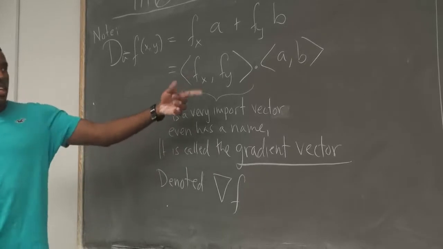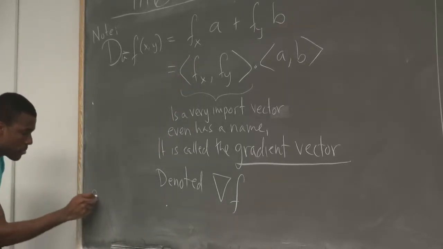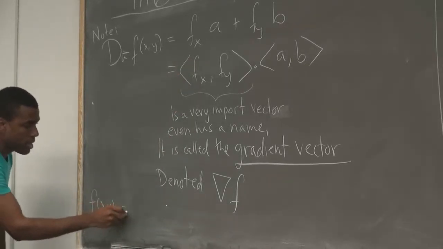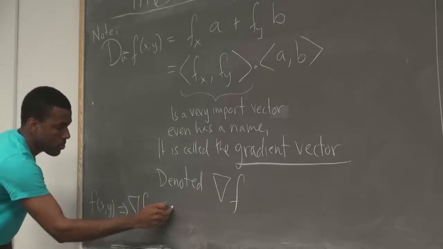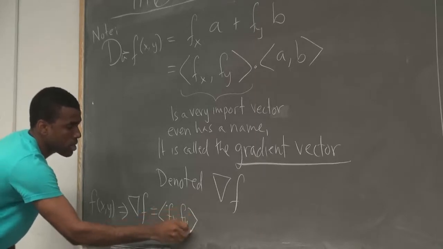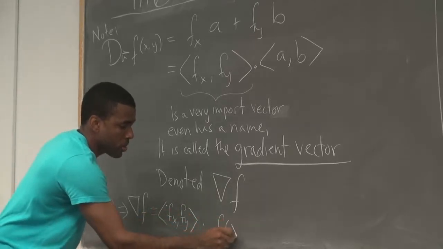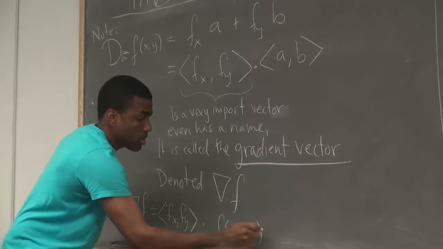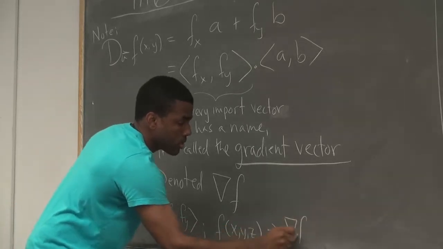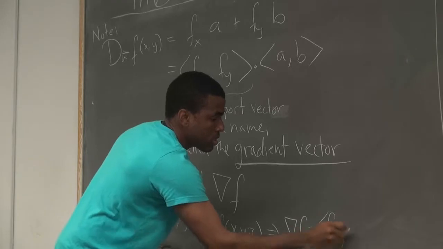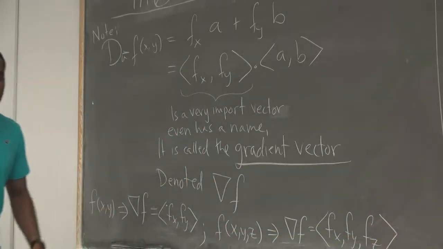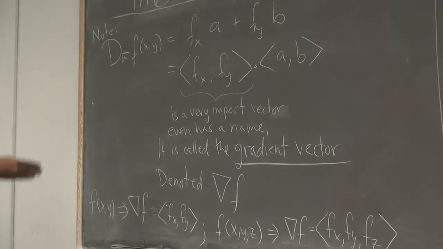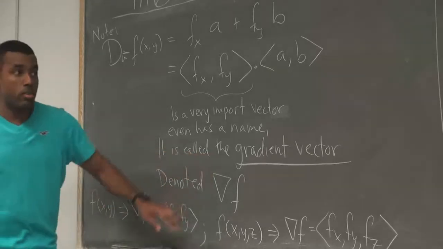Right? And again, it generalizes to dimension. So if f is just a function of x and y, then your gradient vector is just fx, fy. If f is a function of x, y, and z, then your gradient vector is fx, fy, fz. Right? It generalizes with dimension. You just take the partial with respect to whatever coordinate you happen to be at, throw all these guys in a vector, and you've created what you call the gradient vector.